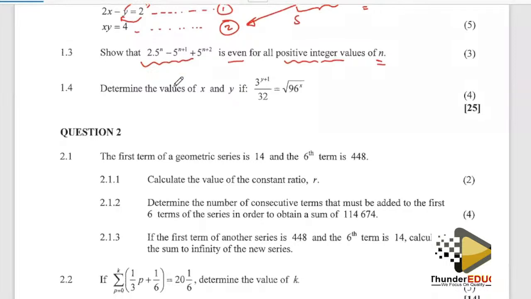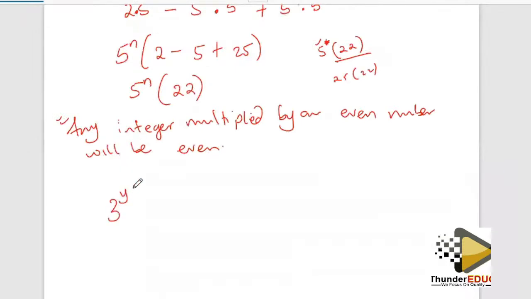Then 1.4, determine the values of x and y if 3 to the y plus 1 over 32 is equal to that. Now we still have some exponents here. So what we need to do is break down the 96 and break down this 32. I hope that will make sense. Okay, let me just check it. 3 to the y plus 1 over 32 is equal to the square root of 96 to the x.